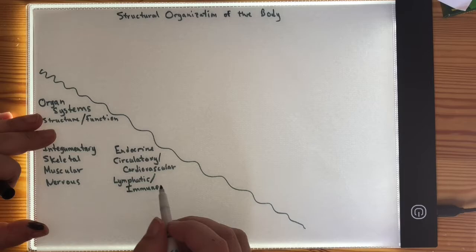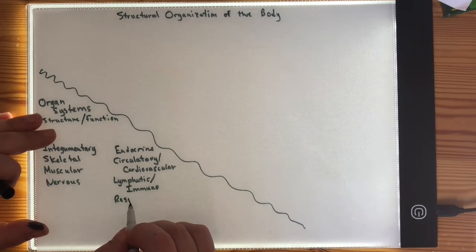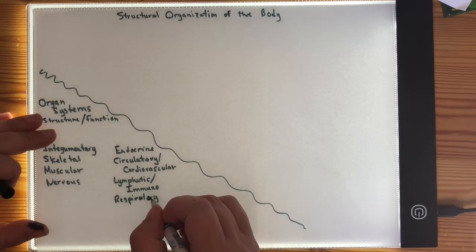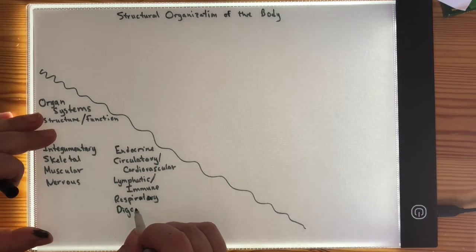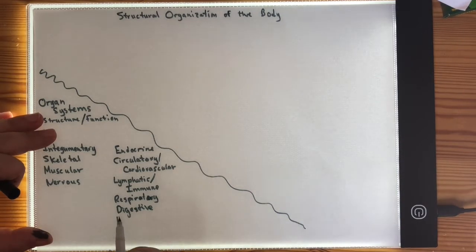Next up, we have three systems in a row: the respiratory system, the digestive system, and the urinary system. All three of these have basically the same role, if you think about it, which is to make sure that only the things that you want in your body stay in your body, and to make sure that things that you don't want in your body have a way to leave.